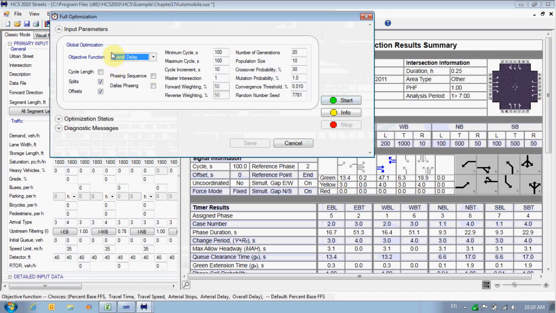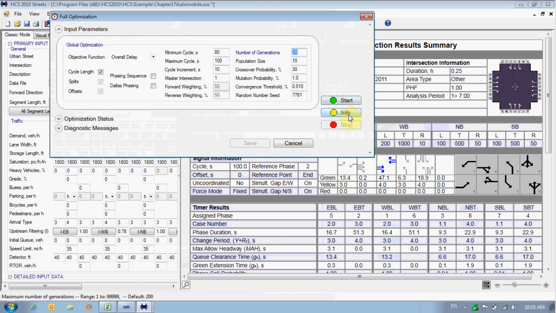For this example, I'll select cycle length optimization with a lower cycle length of 80 seconds. So the optimum cycle length could be 80, 90, or 100 seconds. And then you have some genetic algorithm settings that not everyone might be familiar with. To know what settings to use for the genetic algorithm, it helps to read the user's guide, which has a couple paragraphs on how to set those settings.